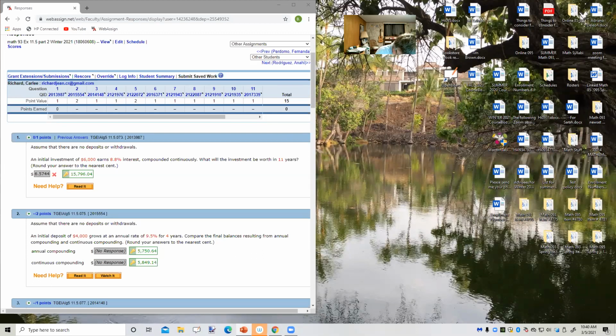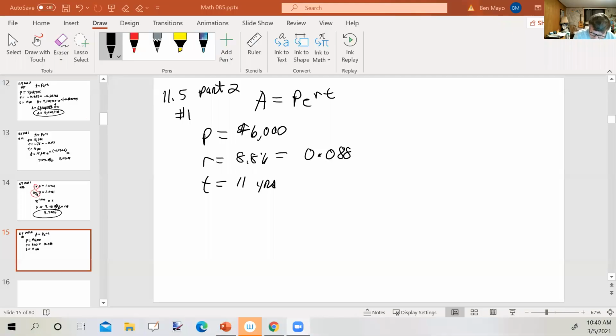Initial investment of $6,000, so P is $6,000. Let's see, interest is 8.8%, so R equals 8.8%, which would be 0.088, again moving the decimal point 2 places to the left. And time is 11 years. Okay, so now going back here, we're going to have A equals $6,000 times e to the 0.088 times 11.